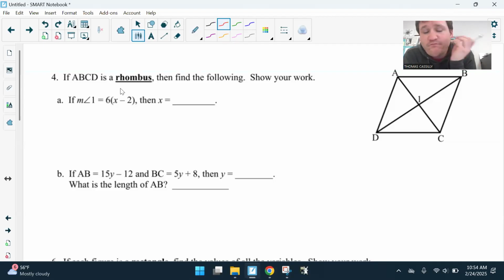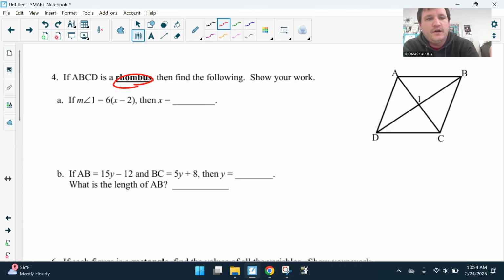It's fine. ABCD is a rhombus. All right, what does that tell us? Again, a rhombus. We know the definition of a rhombus is all four sides are congruent. It's a parallelogram, so we get all of those properties for free. Now, a bonus property for a rhombus was that the diagonals are perpendicular. So in this problem, it says angle 1 is 6 times x minus 2. Well, we also know that angle 1 is a right angle. It's 90 degrees. So that's the setup here.